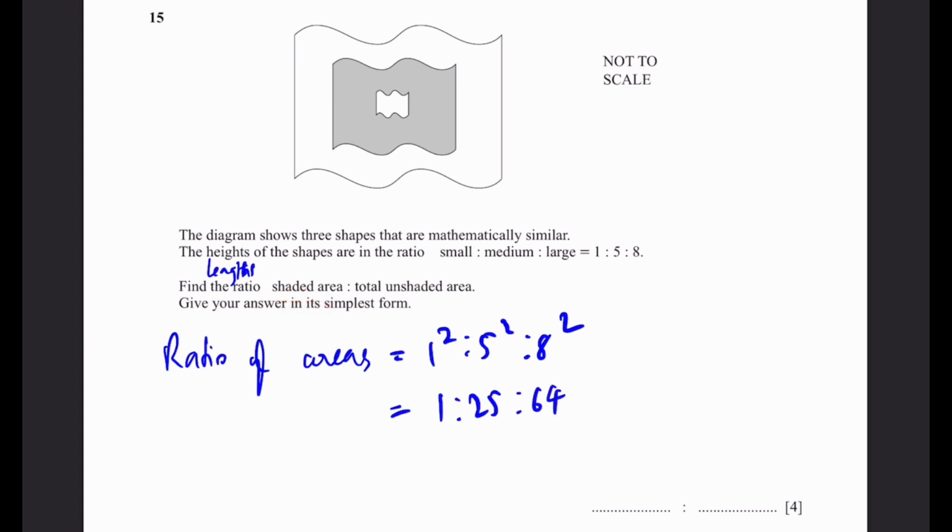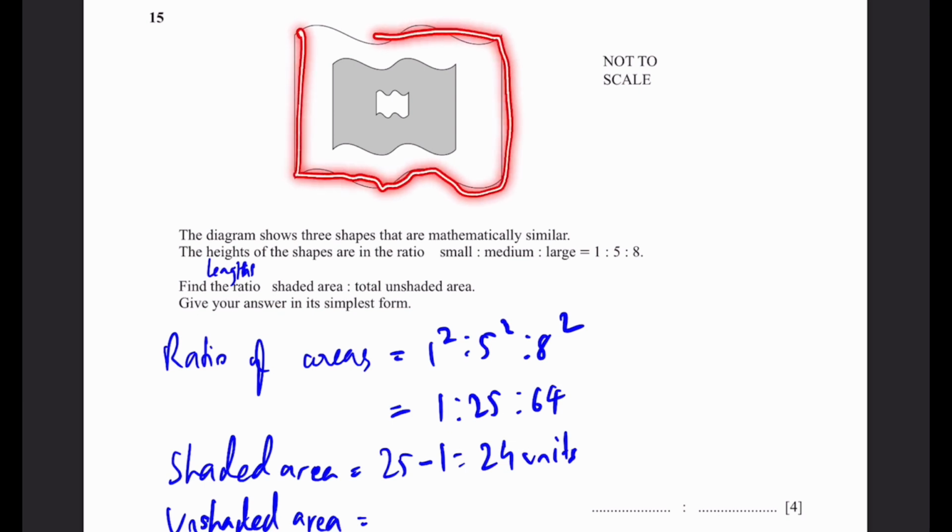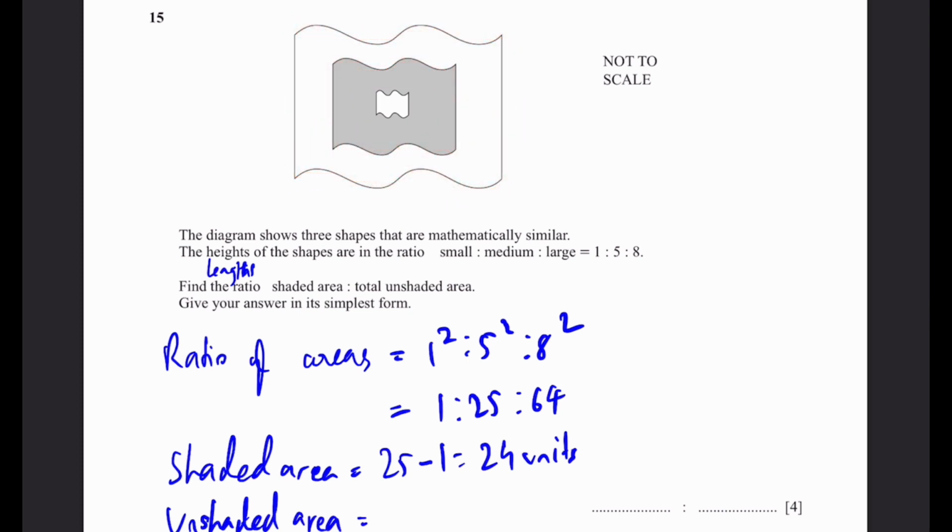So shaded area is equal to the shape with the area of 25 units minus the shape with the area of 1 unit. So shaded area equals 25 minus 1, 24 units. And unshaded area equals the area of this full shape over here, the big one, minus the area of the shaded one, right? So that'll be 64 minus 24, which is equal to 40 units.